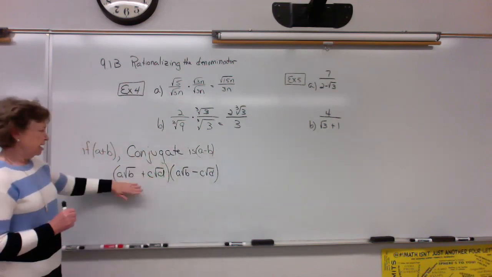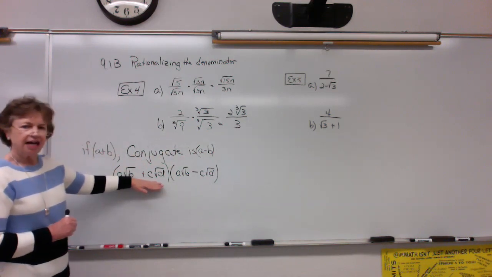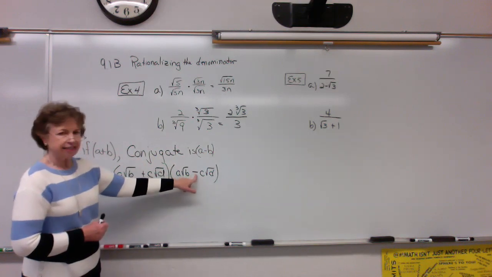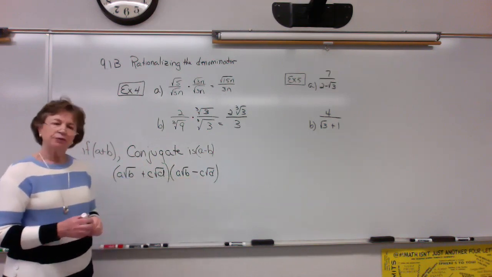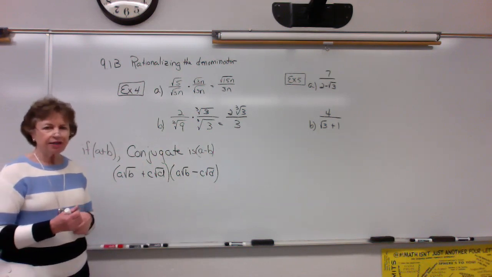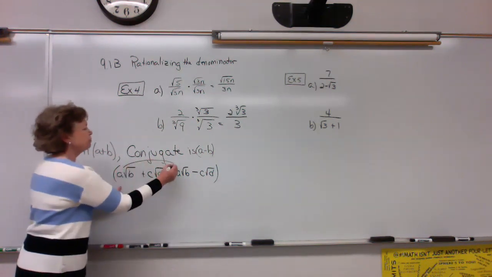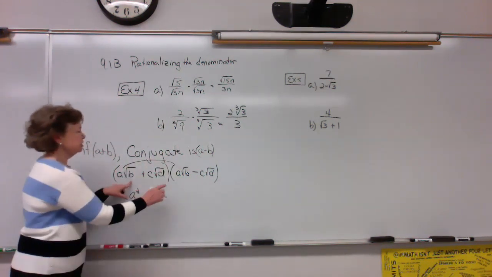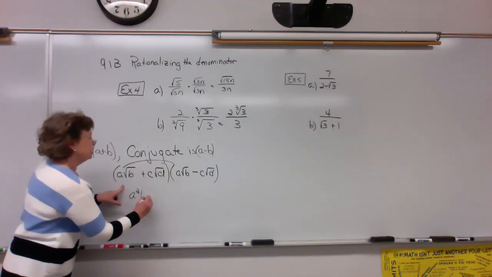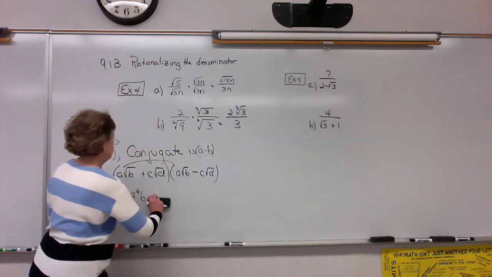In your book, they showed you a times the square root of b plus c times the square root of d. Its conjugate would be a square root of b minus c square root of d. The reason we do this is to get rid of that middle term so that when we finish, we don't have a radical in the denominator. So if we FOIL these, how would that work? I have a squared times the square root of b squared, which is just going to be b, plus I have, well actually in this case, minus.